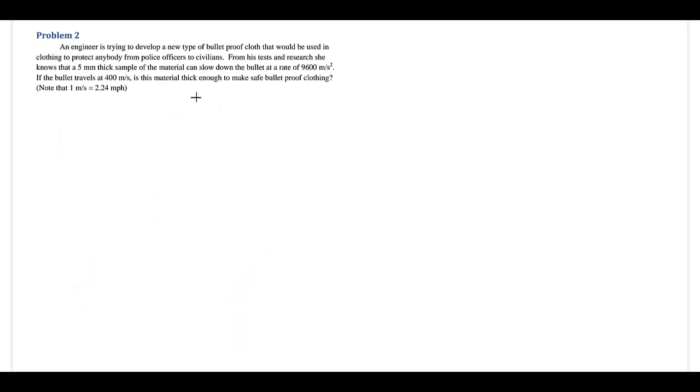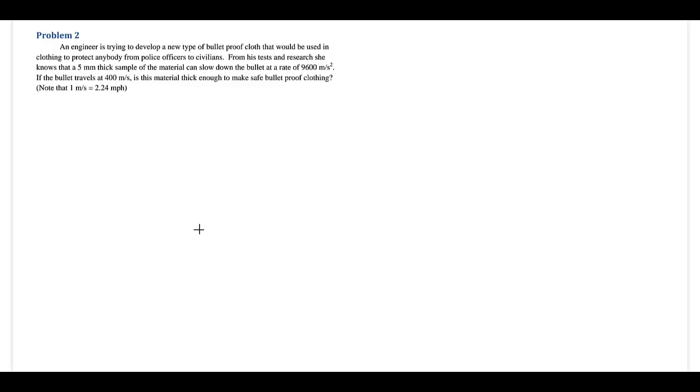All right, an engineer is trying to develop a new type of bulletproof cloth that would be used in clothing to protect anybody from police officers to civilians. From his tests and research, she, I guess whoever wrote this mixed up the gender halfway through there, she knows that a 5mm thick sample of material can slow down the bullet at a rate of 9,600 meters per second squared. If the bullet travels 400 meters per second, is this material thick enough to make safe bulletproof clothing? Note that 1 meter per second is about 2.24 miles per hour. So this is going to be very fast as far as bullets go.